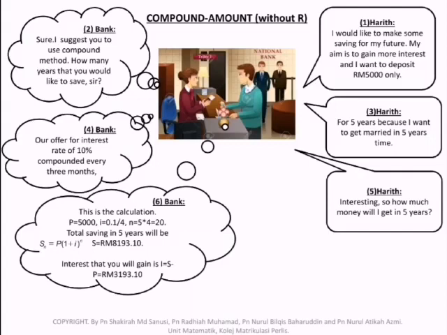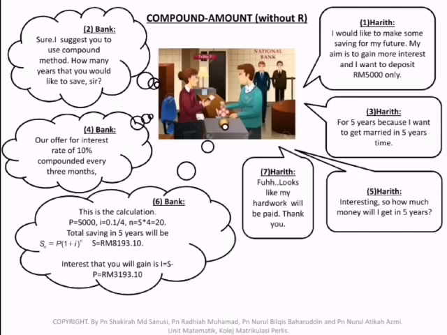Your S will be RM 8,193 ringgit and 10 cents. That means that your interest that you will gain is I equal to S minus P equal to RM 3,193 ringgit and 10 cents. Looks like my hard work will be paid. Thank you so much. Welcome.